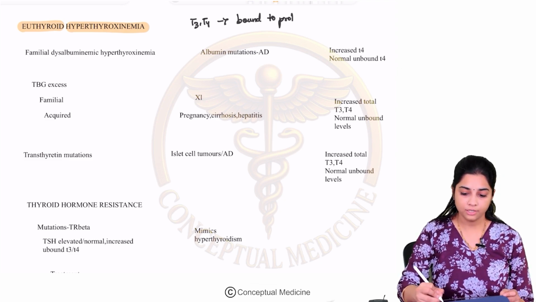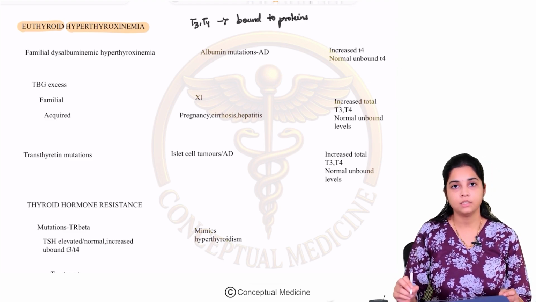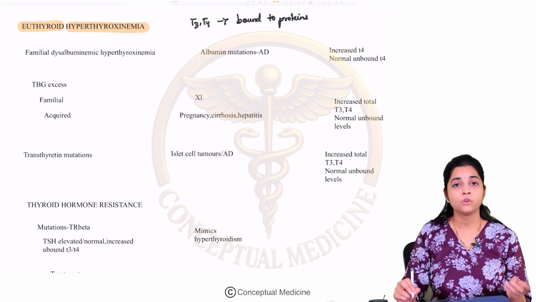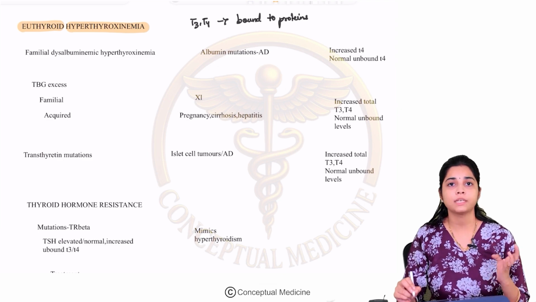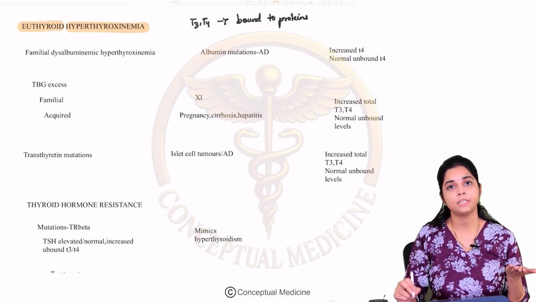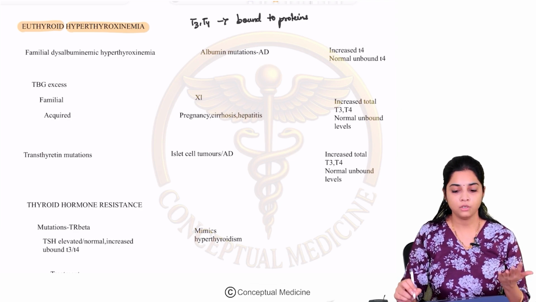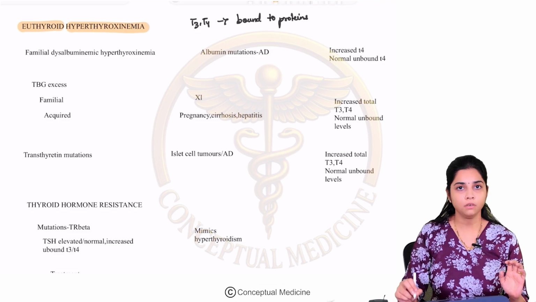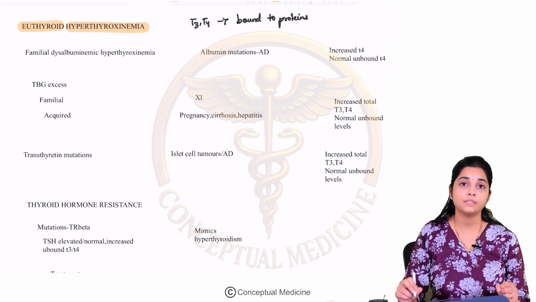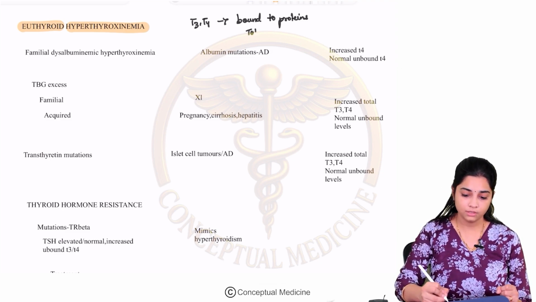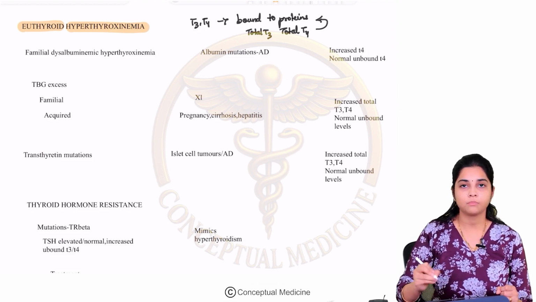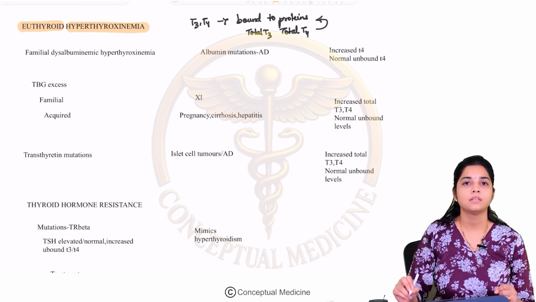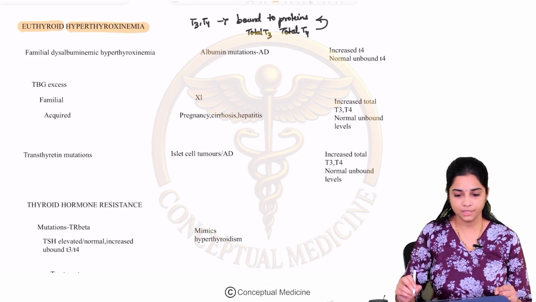Which proteins? Thyroid binding globulin, albumin and transthyretin, right? So, any problem with the proteins can alter your T3, T4 measurement in the serum. Whenever there is a problem with the protein, T3, T4 levels will also be altered. But which T3, T4? It is your total T3, T4. So, whenever you measure your total T3, total T4, if there is a problem with any of these binding proteins, then your total T3, T4 levels will be altered.